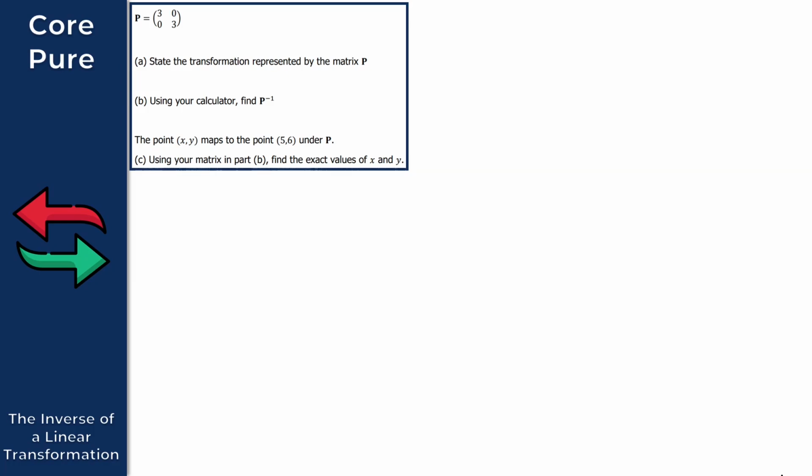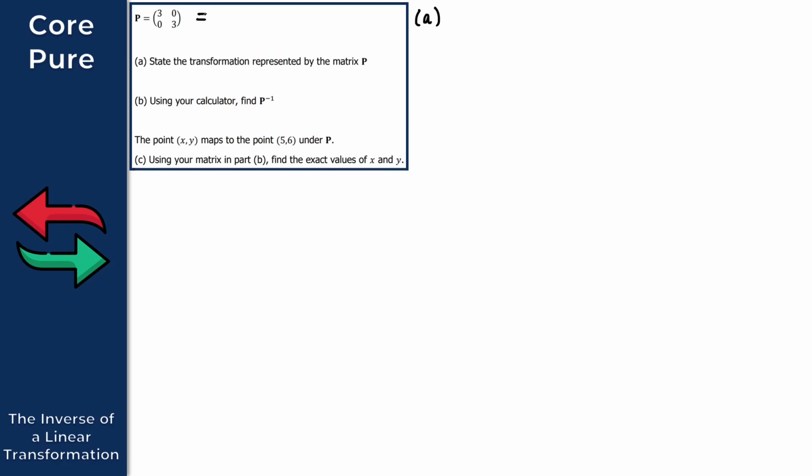So let's get started with question 1. For question 1, we're given this 2 by 2 matrix P, and P is equal to (3, 0, 0, 3). For the first part of this question, part A, it just asks us to state the transformation represented by the matrix P. So hopefully nice and straightforward to get us started for part A.